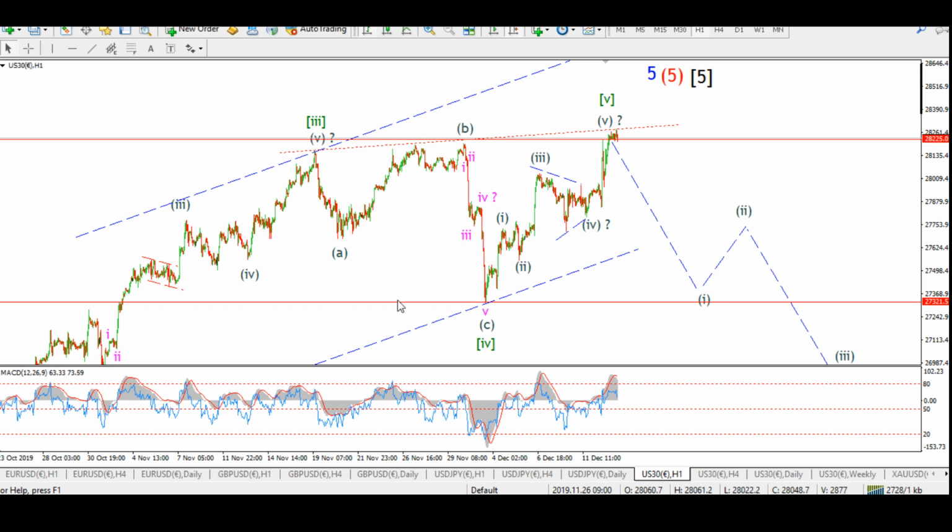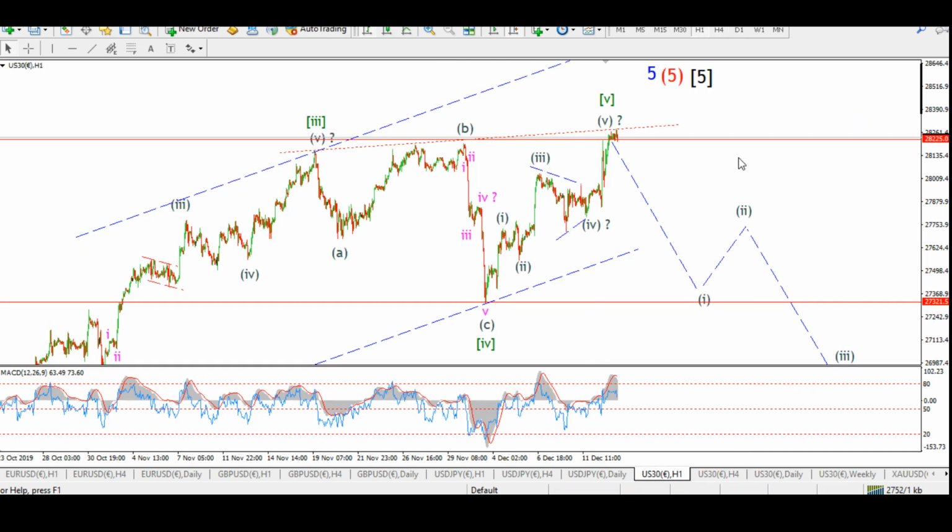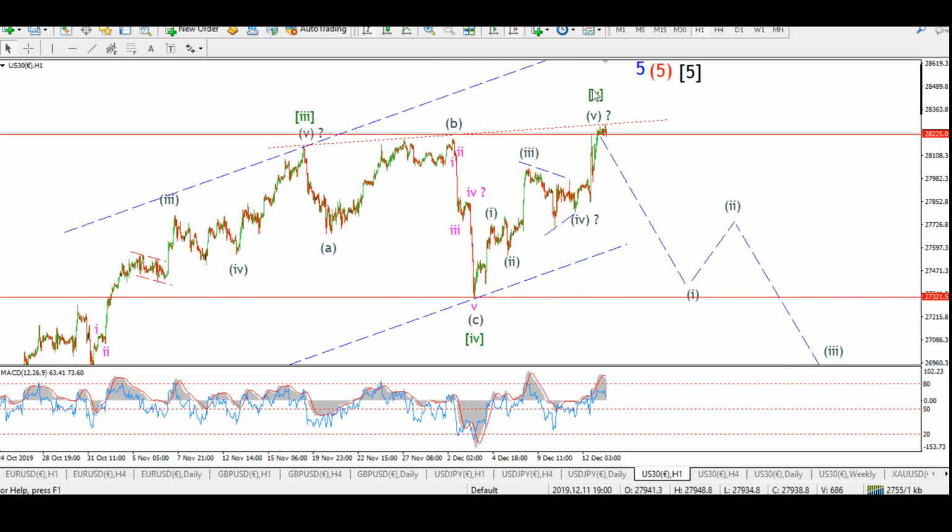Now you have wave 5. Actually, we'll go to the 4-hour chart for a second. We did reach the other day, we reached equality between wave 5 here and wave 1 here. So you have wave 1 of 5 and wave 5 of 5 now at equality. Okay, so let's get into our chart, and that's this level here.